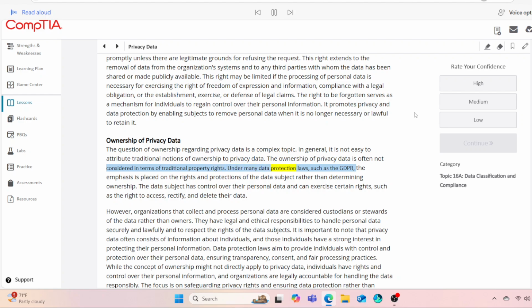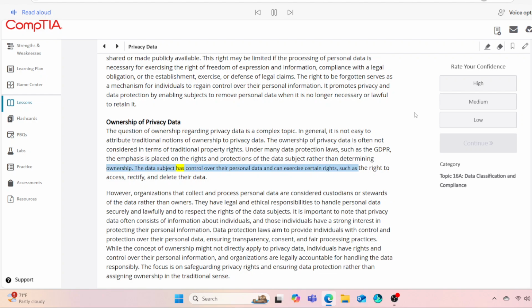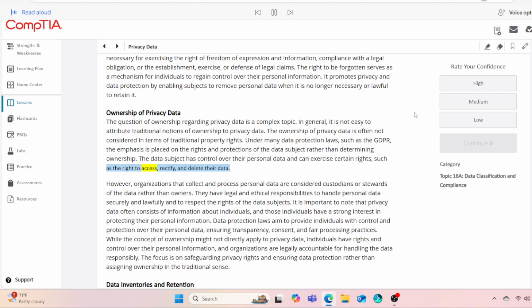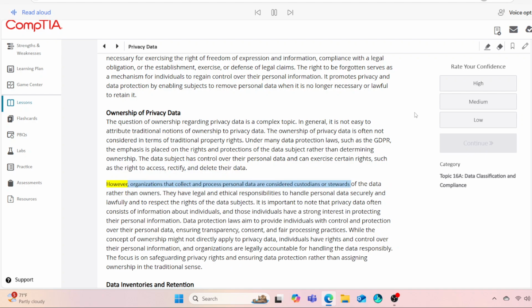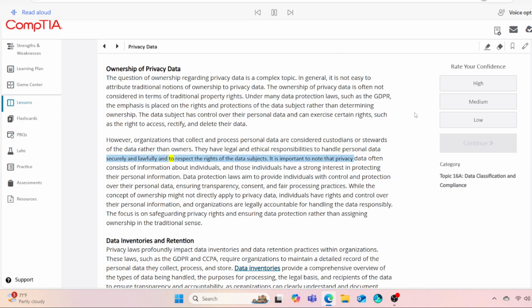Under many data protection laws, such as the GDPR, the emphasis is placed on the rights and protections of the data subject rather than determining ownership. The data subject has control over their personal data and can exercise certain rights, such as the right to access, rectify, and delete their data. However, organizations that collect and process personal data are considered custodians or stewards of the data rather than owners. They have legal and ethical responsibilities to handle personal data securely and lawfully, and to respect the rights of the data subjects.